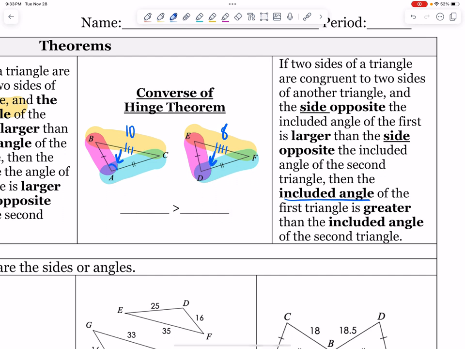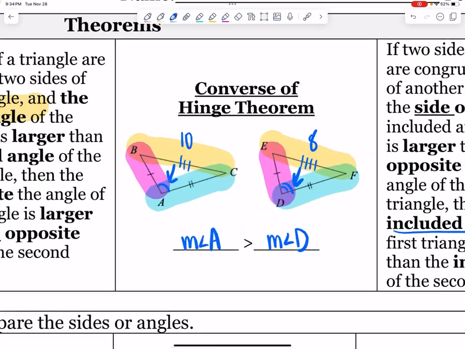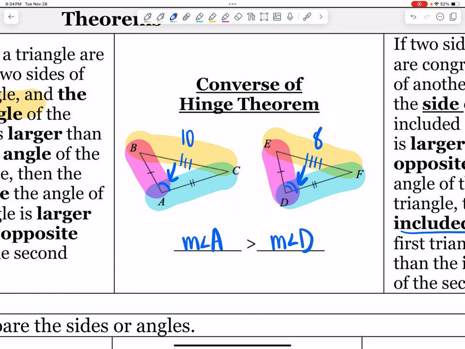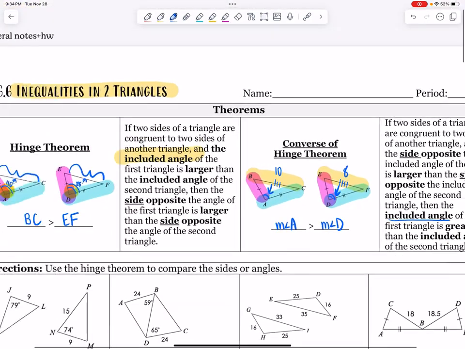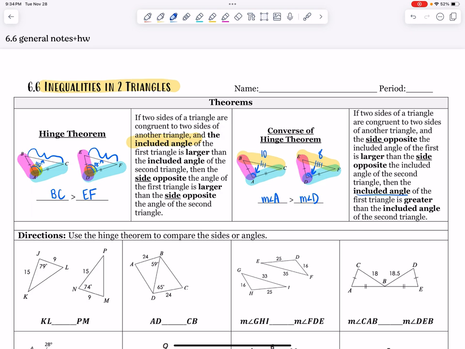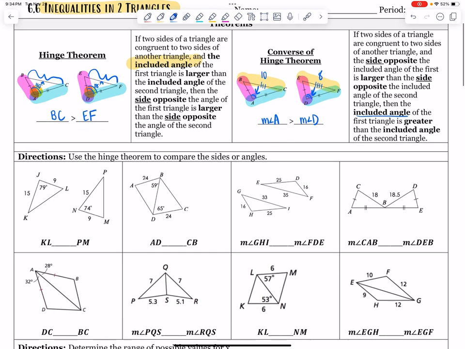So what that means is that this angle A, the measure of angle A, is going to be greater than the measure of angle D. And so you can tell this one, if it's like an alligator's mouth, it has its mouth opened wider in the first triangle than it does in the second triangle. Okay, so this is going to be where the two sides are congruent, but the angles in between are not congruent. So that is the hinge theorem.